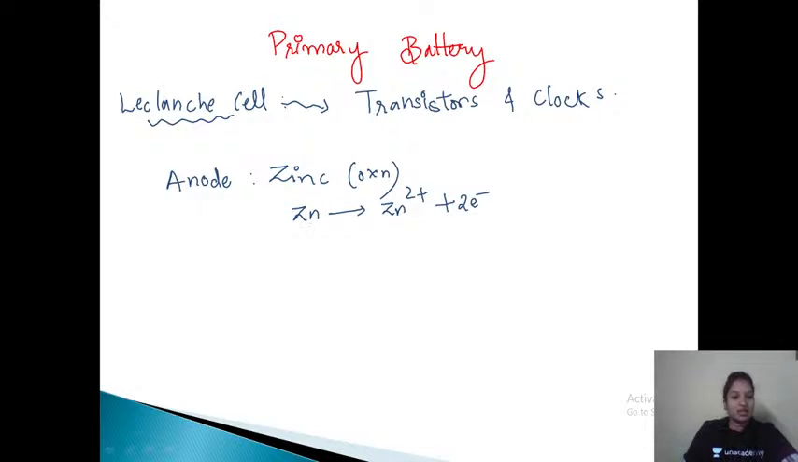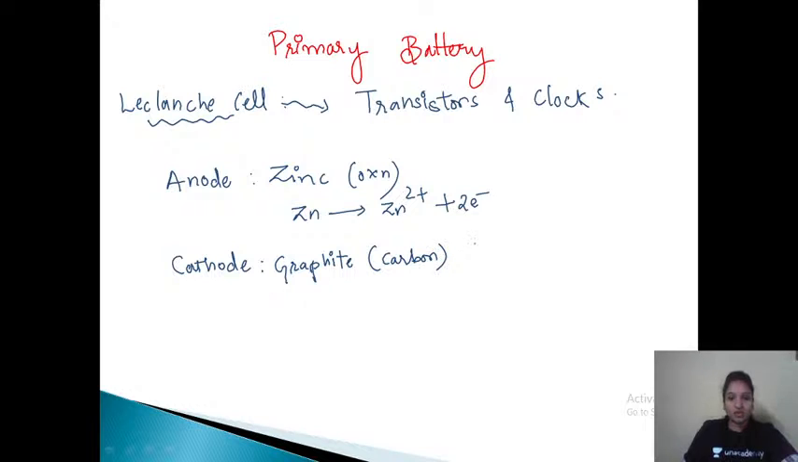The cathode is made up of carbon, especially graphite. Graphite is another allotropic form of carbon, so I can just write it as carbon here. This graphite rod is surrounded by manganese dioxide and carbon powder. So this cathode is in connection with powdered manganese dioxide and carbon.